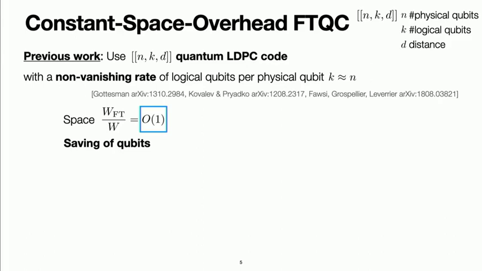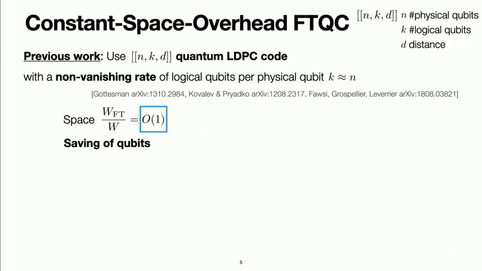To meet this demand, more recently, it was proposed to use quantum LDPC codes, a more recent class of quantum LDPC code with a non-vanishing rate of logical qubits per physical qubit. In particular, the number of logical qubits scales linearly as we increase the physical qubits. Using this class of code, we can make the space overhead constant rather than growing polylogarithmically. This achieves a significant saving in the number of qubits.